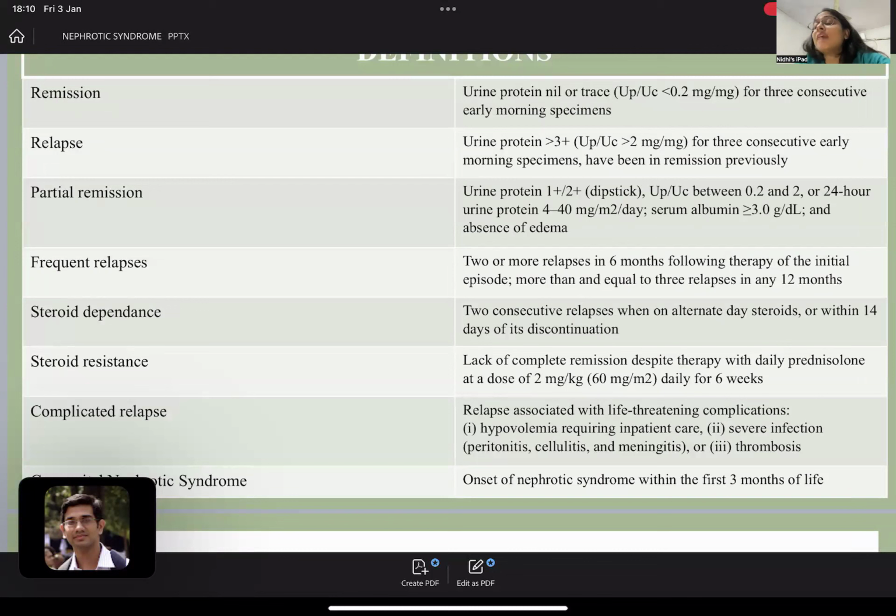Now, why does the edema develop? We should know that because the albumin is going through the glomerular basement membrane, the patient is losing albumin in the urine. So there is hypoalbuminemia in the body, which will cause decreased oncotic pressure, and it will cause third spacing of the fluid. That is why the patient will have edema.